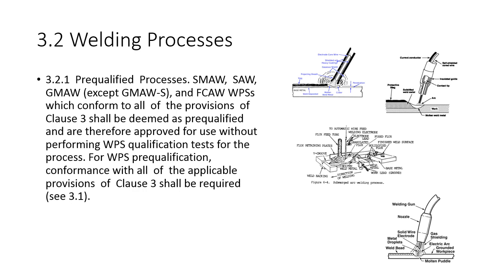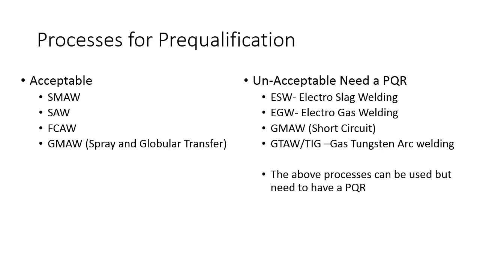So you've got to use one of these 4 processes I've got pictured here, and I just read through, you've got to meet all the applicable provisions of Clause 3. If you don't, you've got to go to Clause 4 and qualify it. Processes acceptable for pre-qualification: shielded metal arc welding, submerged arc welding, flux core, and gas metal arc welding, but only in spray and globular transfer. The unacceptable processes, you can still use them with AWS D1.1, but you can't pre-qualify the procedure.